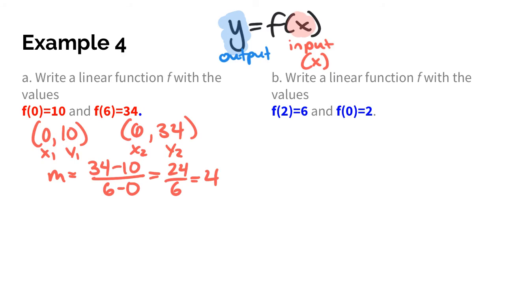And then I have to identify my y-intercept. Again, the y-intercept is going to be that value of y when x is 0. So in this case, if I recognize my points, f of 0 equals 10 is the same thing as saying 0, 10.